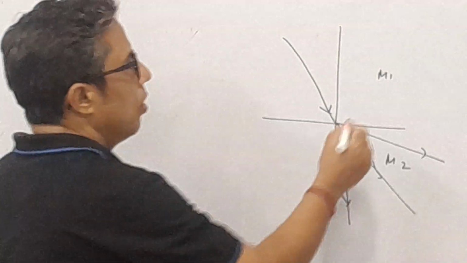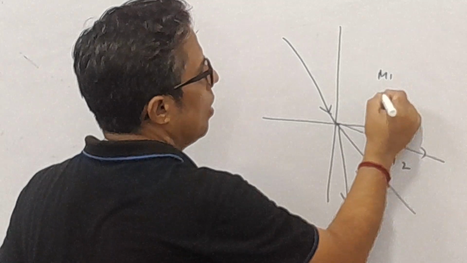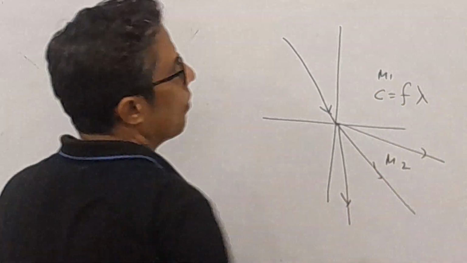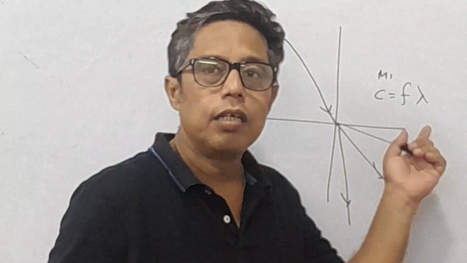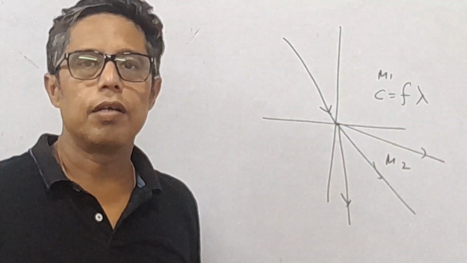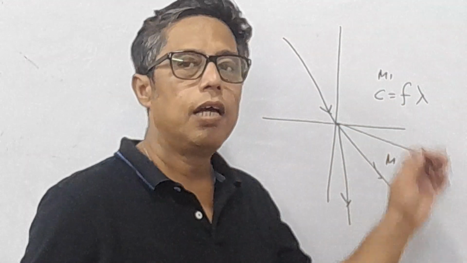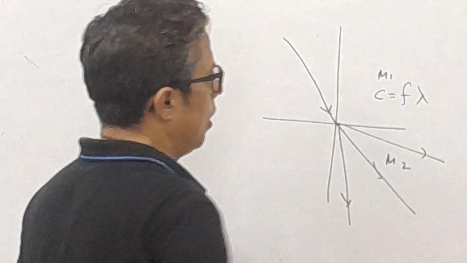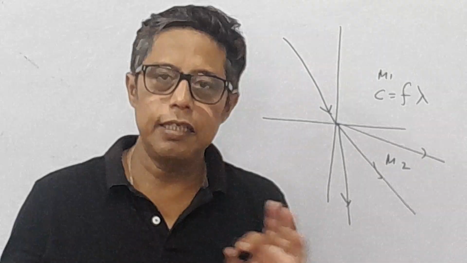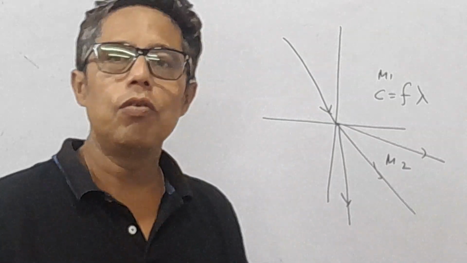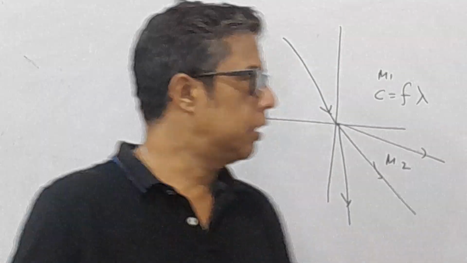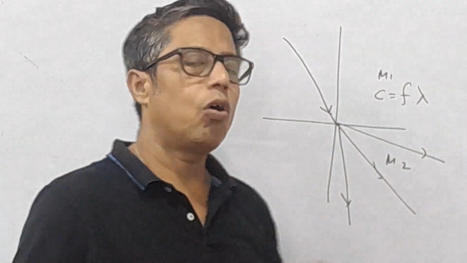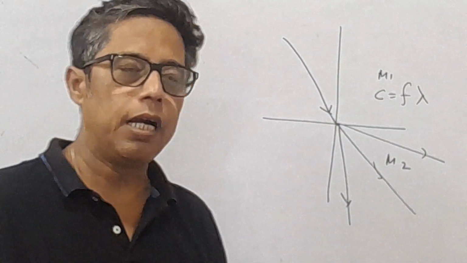Now, what is inside the light? Velocity c is equal to f lambda. So the velocity of light is f into lambda, where f is the frequency of light and lambda is the wavelength. During refraction, the frequency does not change; it remains unchanged. So what changes? The velocity of light changes, and it depends on the optical density of the two different media, right?